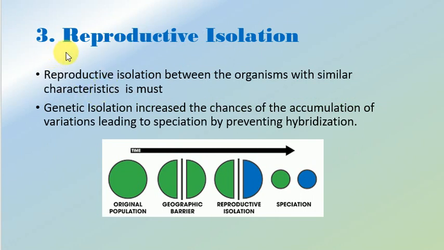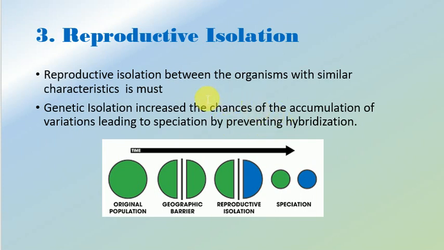The third postulate of this theory is reproductive isolation. Now, what is reproductive isolation? The process of reproductive isolation is very, very important, because in this we have to isolate certain species which are very similar to each other. If organisms with similar characteristics are mating and reproducing new progenies, then the chances of recombinations or of getting newer species get decreased.